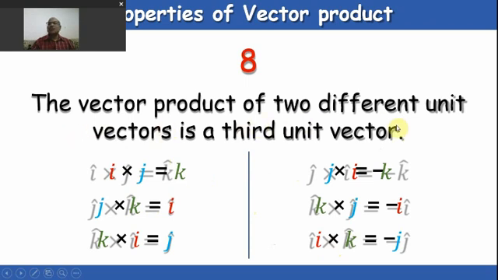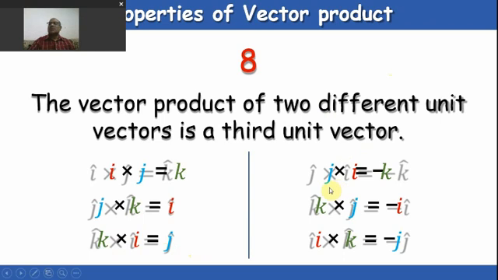The vector product of two different unit vectors is a third unit vector. So i cross j is equal to k. You can understand that when we are multiplying i cross j, i and j are perpendicular to each other, so this will create a plane. The direction of the resultant i cross j will be in the perpendicular direction. So what is that perpendicular direction? k.